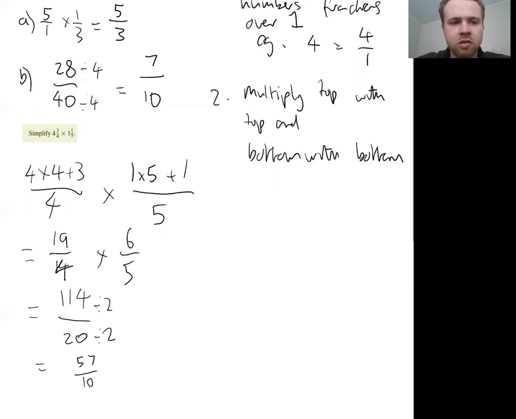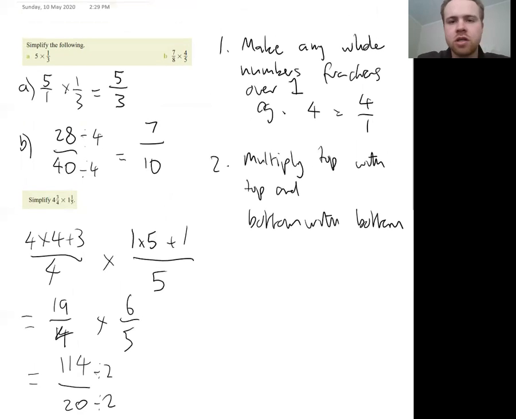Okay, so just to go through it again, times top by top and bottom by bottom. That's the simple thing. Now, if you can simplify, simplify after that. And just remember as well to convert any mixed numerals into improper fractions and any whole numbers as over 1.